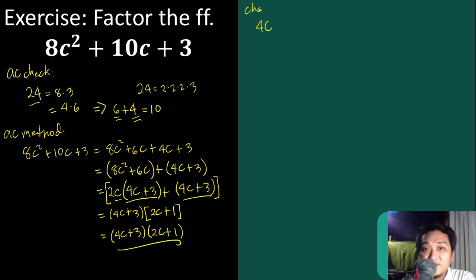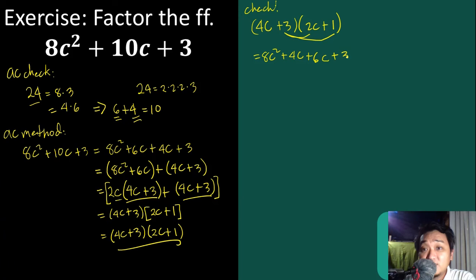4c, let us check if our answer is correct. Check. 4c plus 3 times 2c plus 1. 4c times 2c, that is 8c squared. 4c times 1, or positive 1, that will be positive 4c. 3 times 2c, that will be 6c. And 3 times positive 1, that will be positive 3.